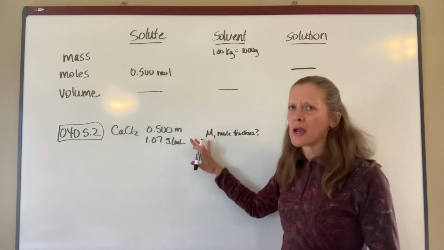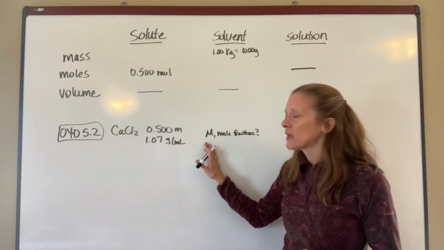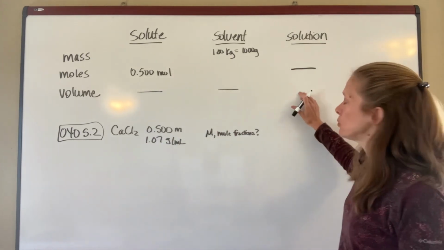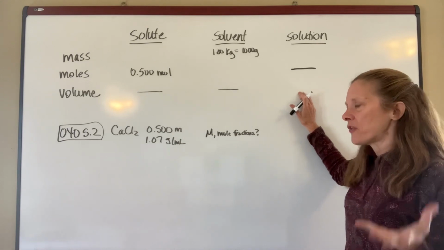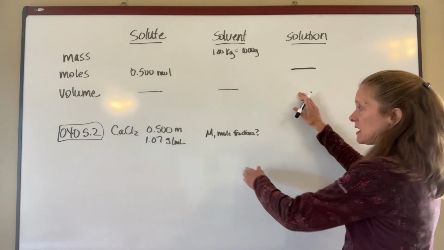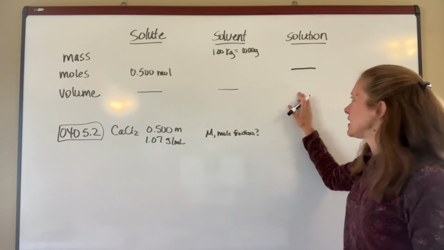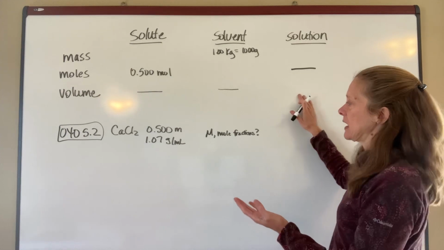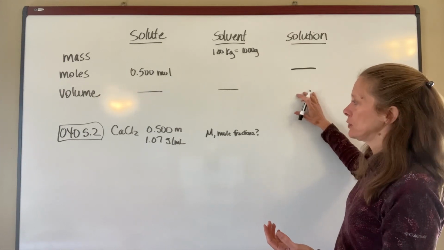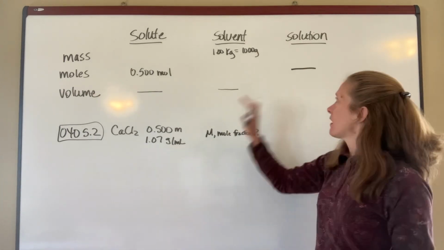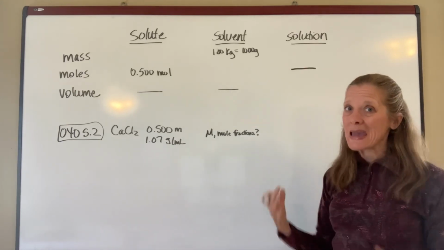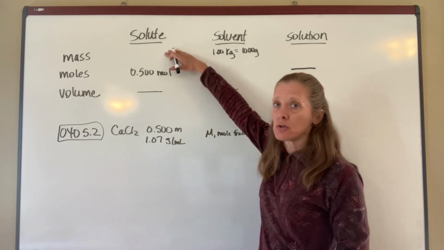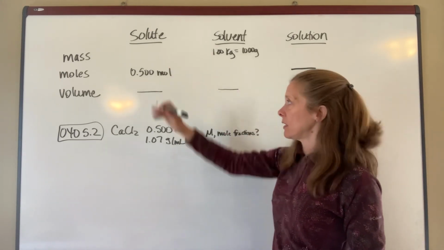I'm asked to find molarity. Now for molarity, I need the moles of solute, but I also need the volume of the solution. I can find volume of solution from the density, which I've been given, but in order to find that volume, I need 2 numbers. I need both the mass and the volume to set it equal to the density, and I don't have either one of those right now. So what can I figure out? Well, I can always go from the number of moles to the number of grams. So let's start there, okay?